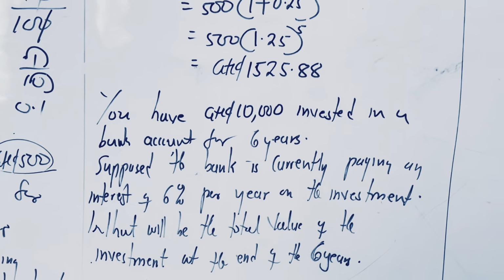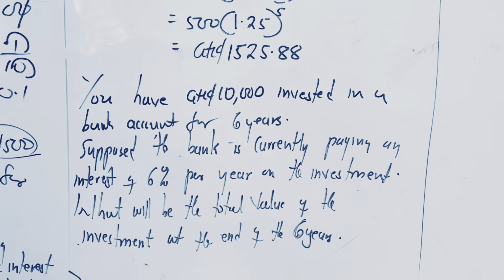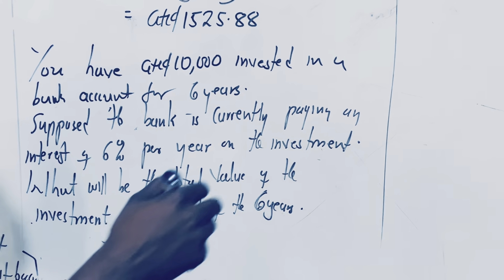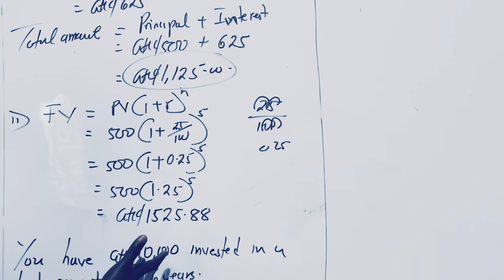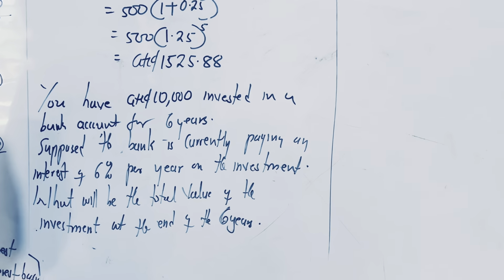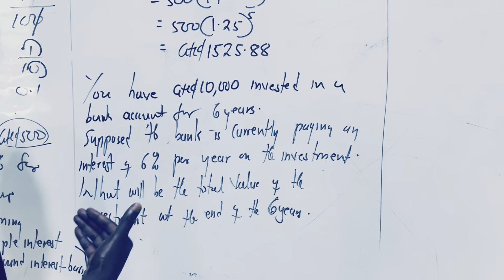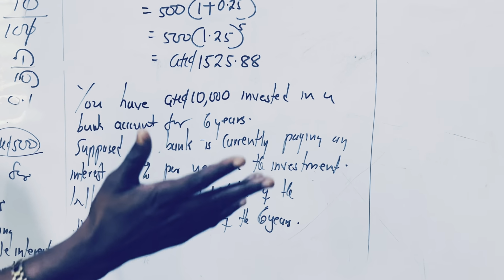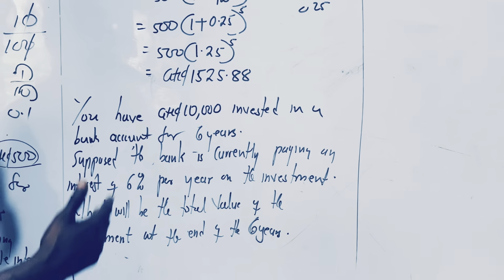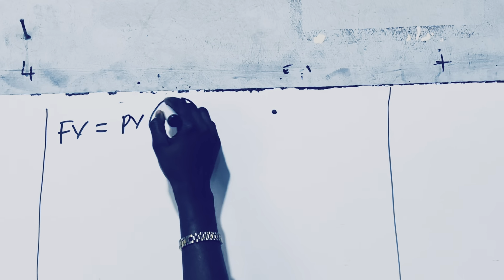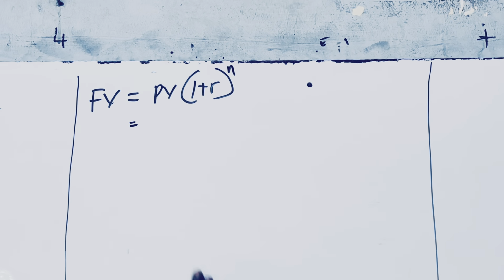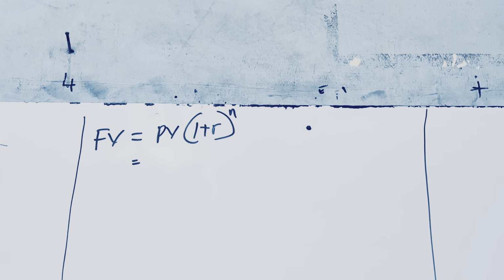So you see, with this question, what will be the total value at the end? So here we are looking for the future value of this. If I have 10,000 and I want to invest, leave it in my savings account, bank account for 6 years, at the end of 6 years, what will be my investment worth? So you say the future value is equal to present value bracket open 1 plus r raised to the power n, where our present value is the amount of money you have now.